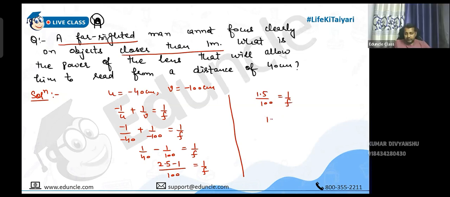No need, na? 1.5 is 100 by F. So power is 1.5 by F. No need to find F because we have to find power, and that is coming directly. Na? Please check. Clear? Yes sir.